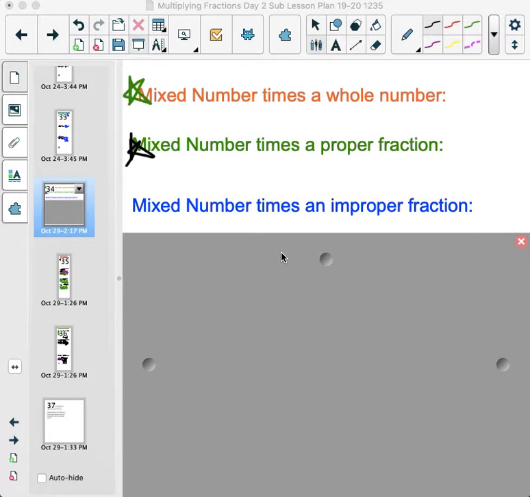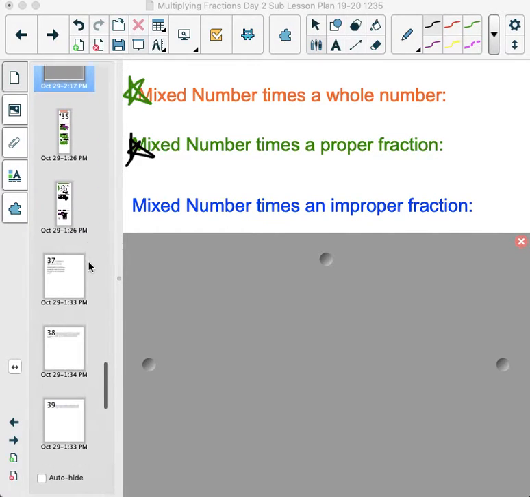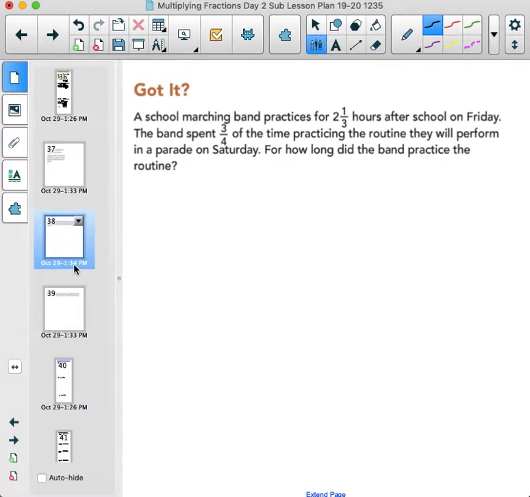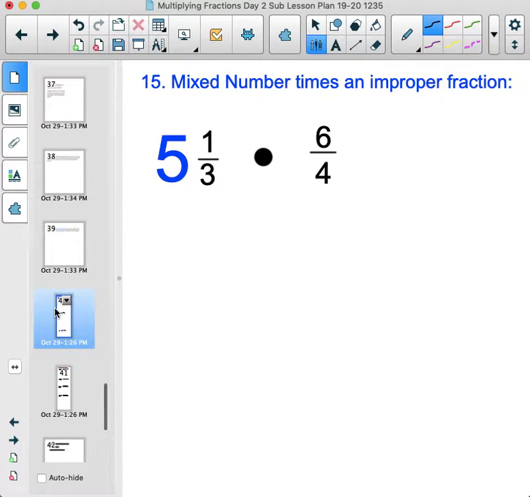Next goal is mixed number times an improper fraction. Go ahead and pause the video and write that down. Mixed number times an improper fraction. All right, let's scroll down. We will do these story problems when I come back, but let's just get right to it.